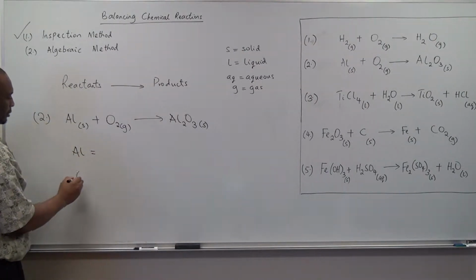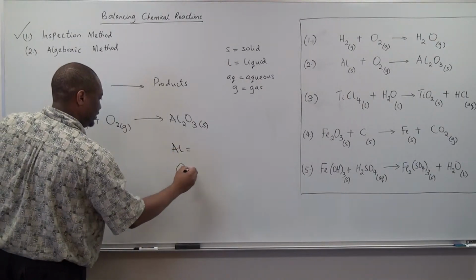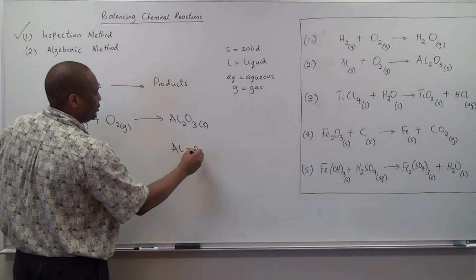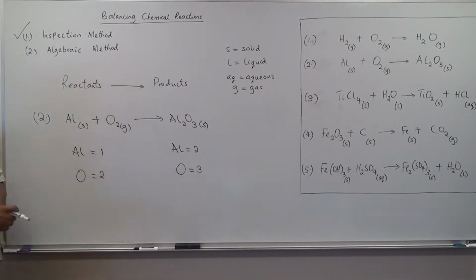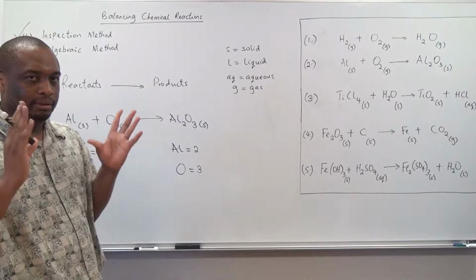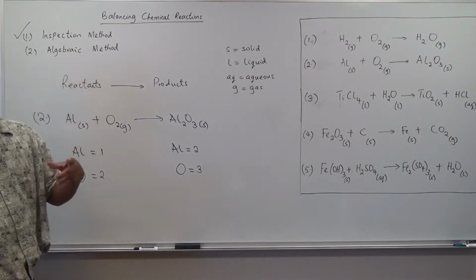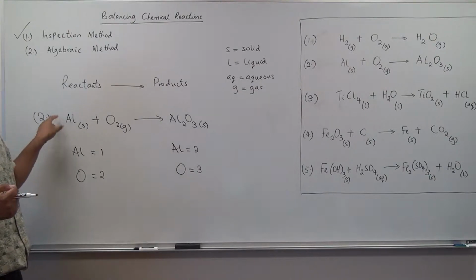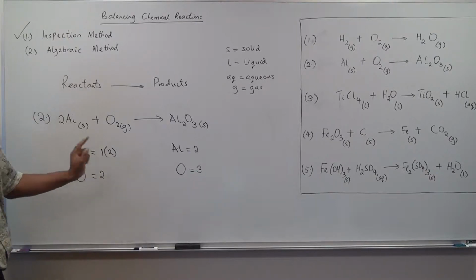So let's list the elements. We have aluminum, we have oxygen. The same way we list them here, we have aluminum, we have oxygen. Aluminum is 1, oxygen is 2. Aluminum here is 2, oxygen is 3. So we have 1 and 2, 2 and 3. Now, in this case, you see that both of them are not balanced. So you now think 1 and 2, then 2 and 3. Which one is easier to balance? You see that 1 and 2 is easier because you can easily put 2 here. Okay, so we go ahead and put 2 here. We now balance aluminum.